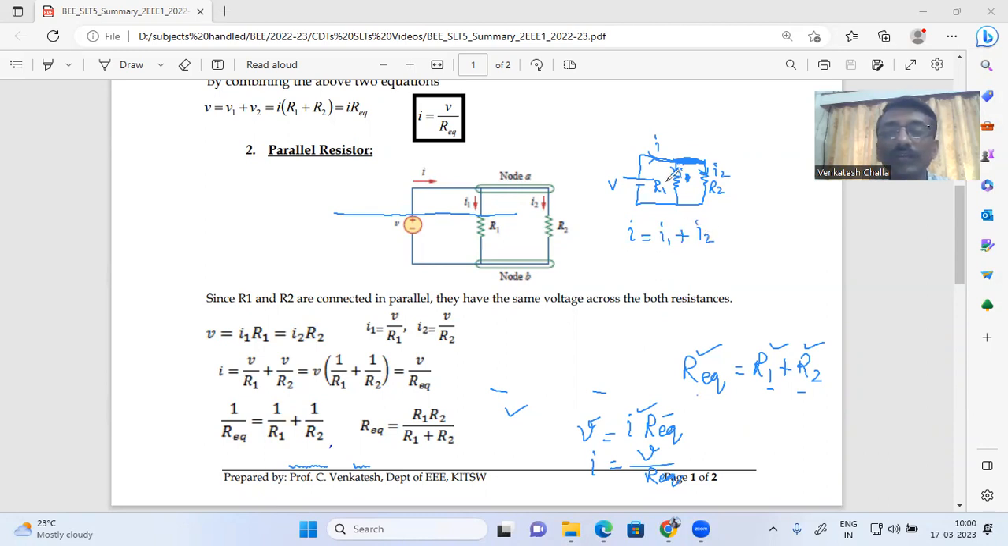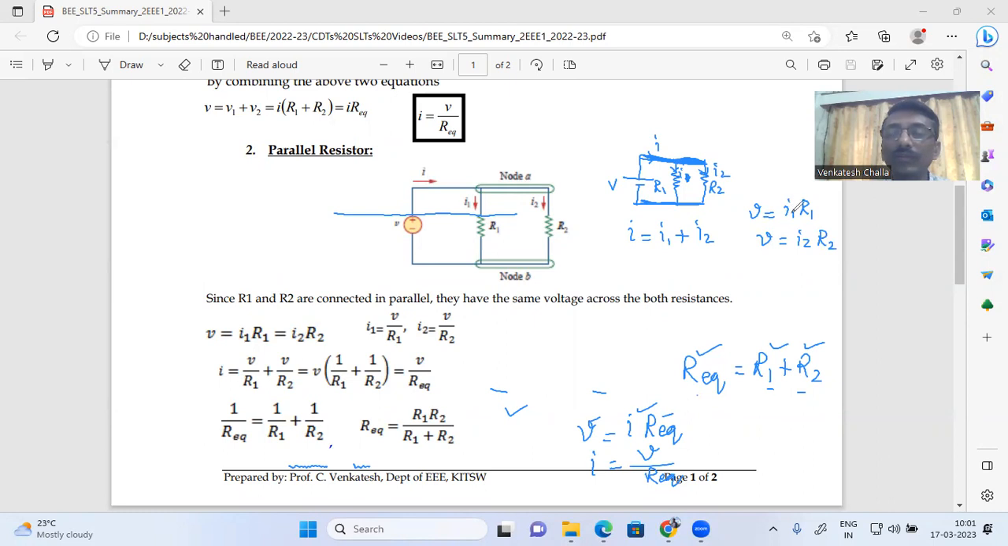Now what is this I1? See, voltage V is applied between this line and this line, and this line is acting as a node, this line is acting as a node. So therefore the voltage across this resistor R1 is the same V, and the voltage across R2 is also V. So what I can write, V is equal to I1 into R1. Similarly, V is equal to I2 into R2.